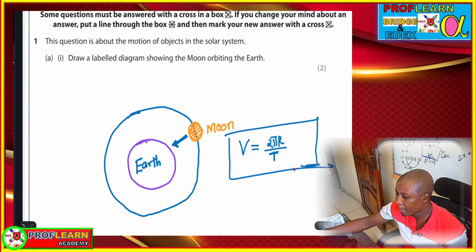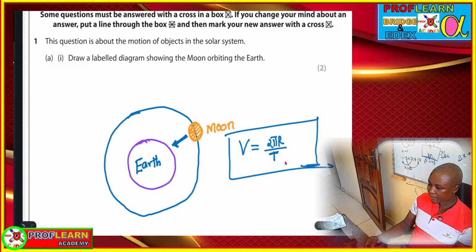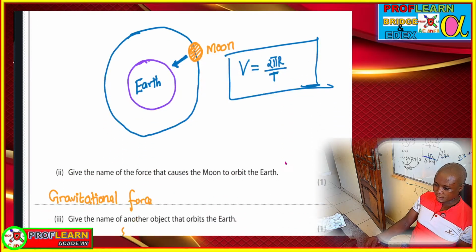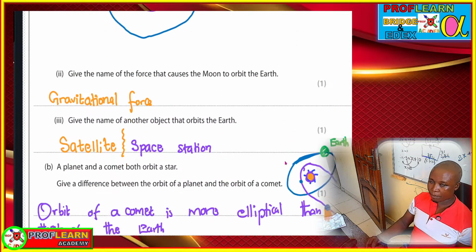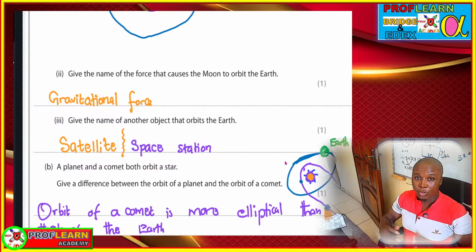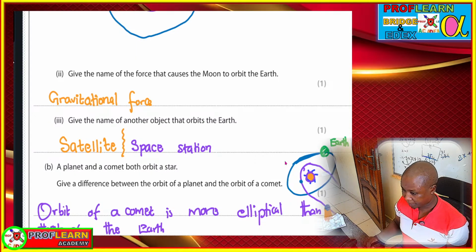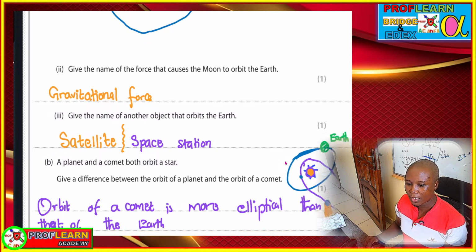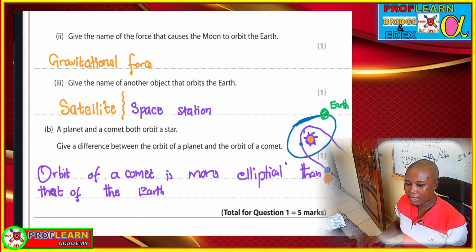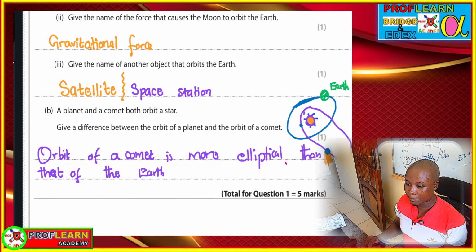So you need to remember this formula as well, as much as you are going to sit for that exam. Remember that the force that keeps these particular objects moving around the sun, or the moon moving around the Earth, is gravitational force. Another object that orbits the Earth is a satellite or a space station.